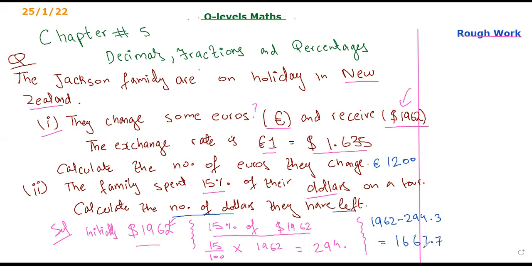Right. So what have we done in this question? In the second part particularly, the family spent 15% of their dollars on a tour. So they spent 15% and we have to calculate the number of dollars they have left, right? So first we have to find 15% of the amount which they had. That is 15% of 1962, that is 294.3. And then we have to subtract this amount from the initial amount to get the final dollars which they have. Any questions? Anything which you have not understood?